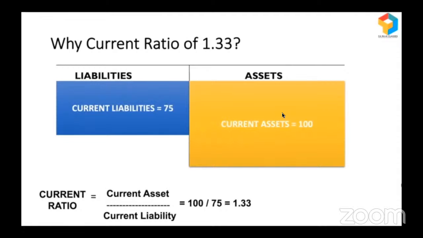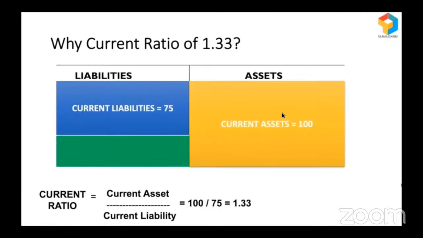So what I can infer is, when my current ratio is 1.33, it means 75% of the current assets are funded by current liabilities. And what is even more important is the remaining 25% of the current assets, that is current asset minus current liability, are funded by long-term funds, which we technically call net working capital.